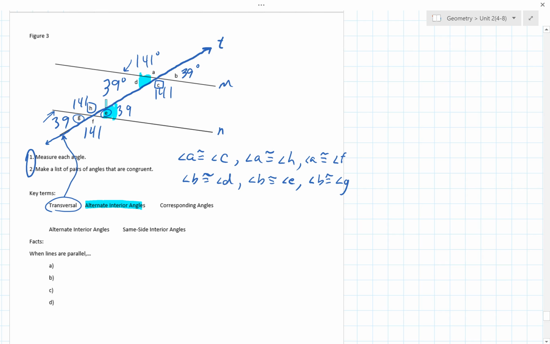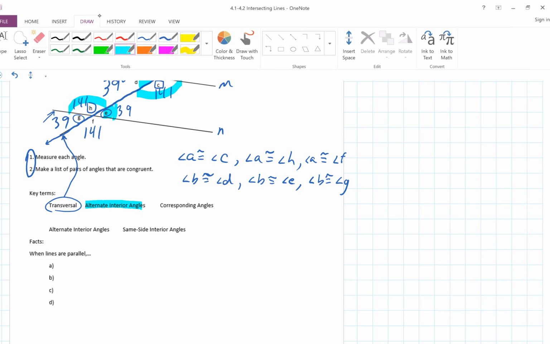Okay, so the other pair that you should have gotten is H and C are alternate interior angles also. They are on opposite sides of the transversal, and they are interior because they're in between the two lines M and N. Okay, so next we're going to look at corresponding angles.